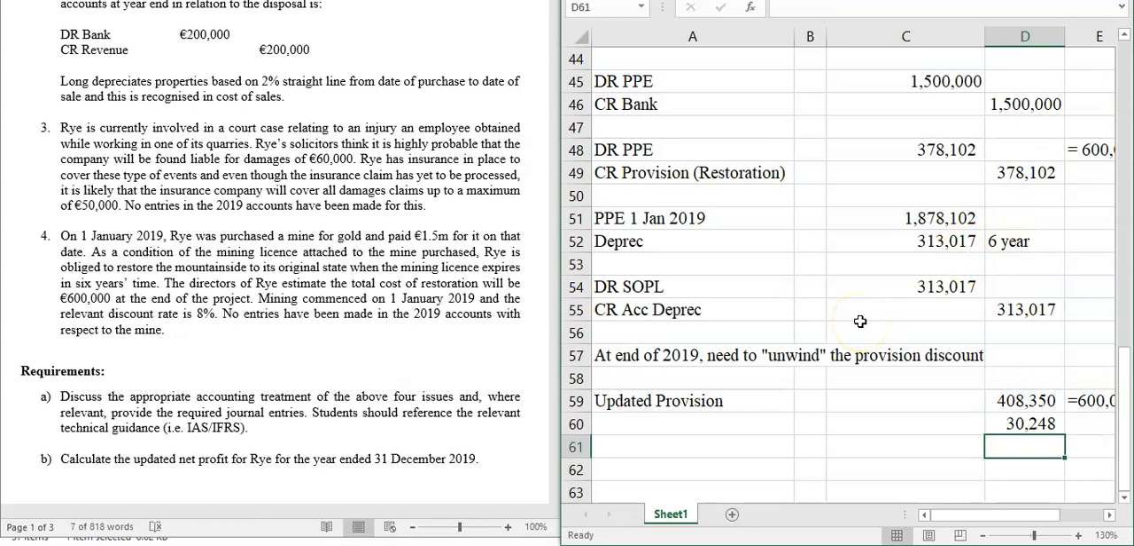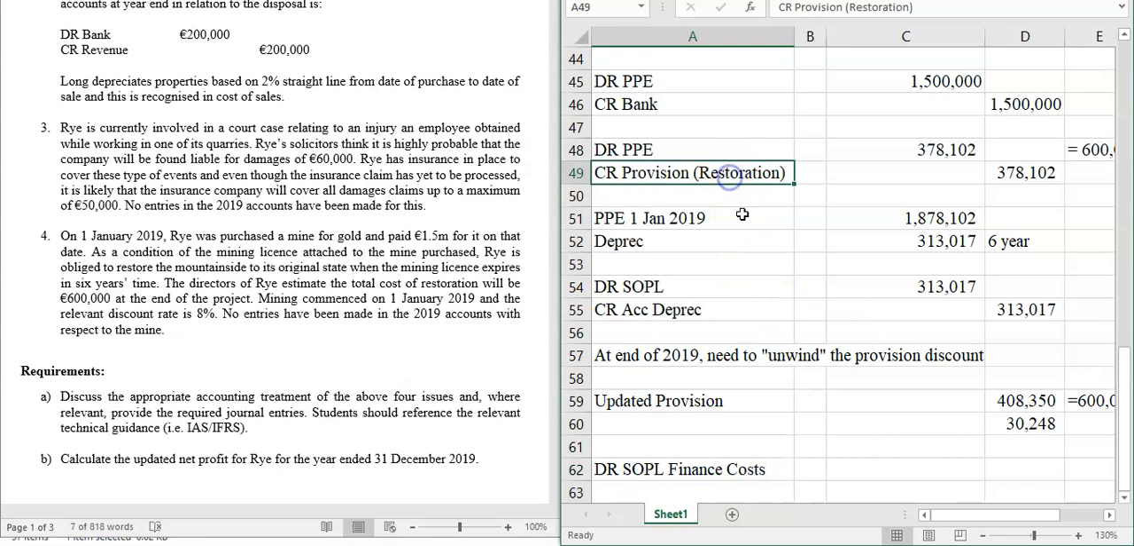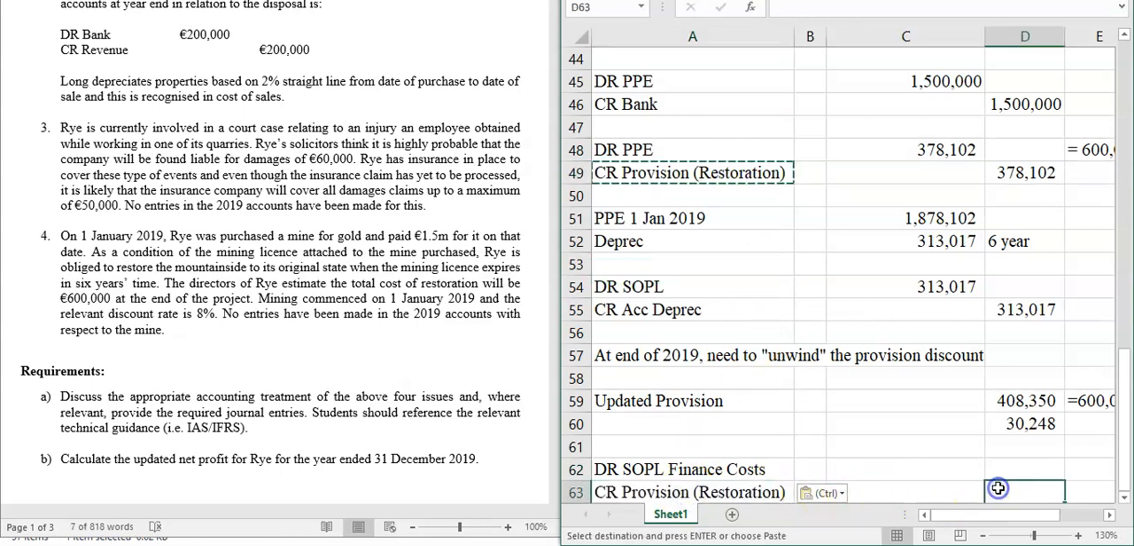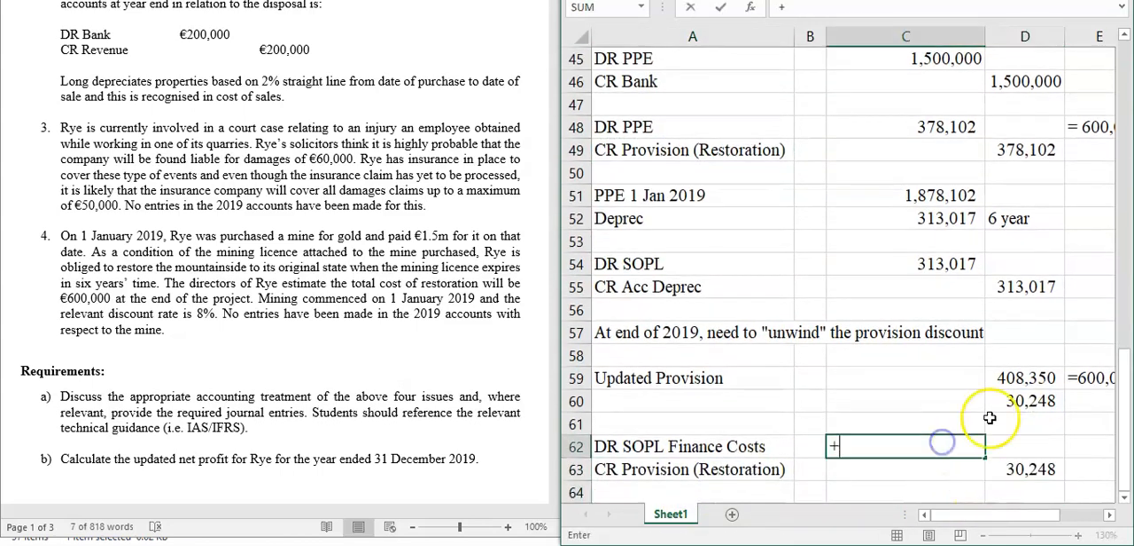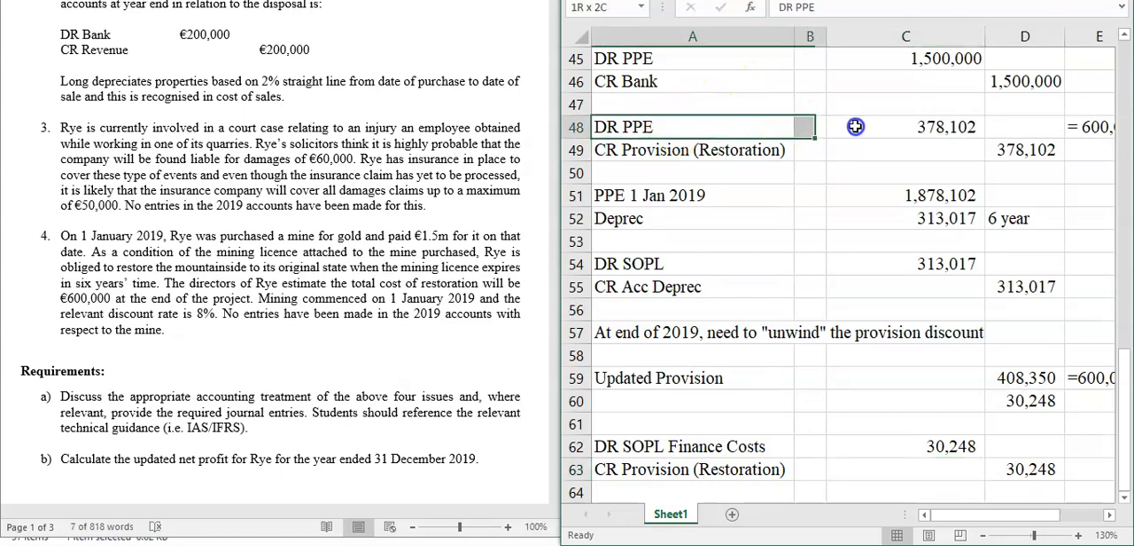Over the next 6 years, you're going to build up that provision to the 600,000. You're going to debit SOPL, finance costs, credit the provision for restoration. So you're bringing the provision up now by 30,000. What we call that is the unwinding of the discount. So under IAS 16, you only ever recognize its initial present value. You don't change property, plant and equipment once it's initially accounted for.